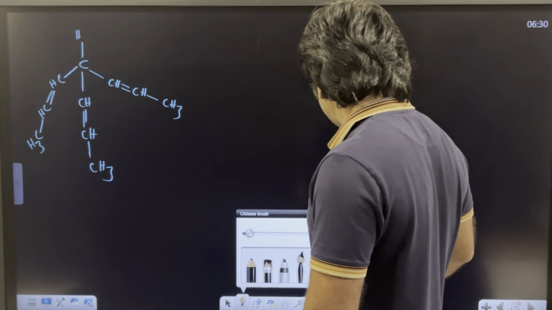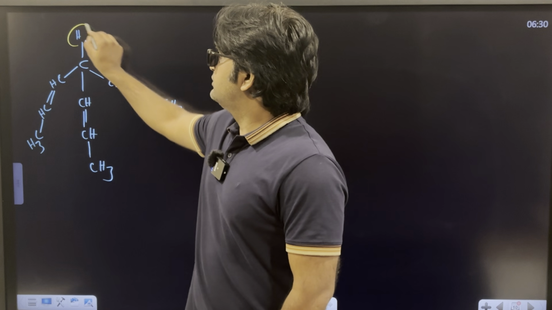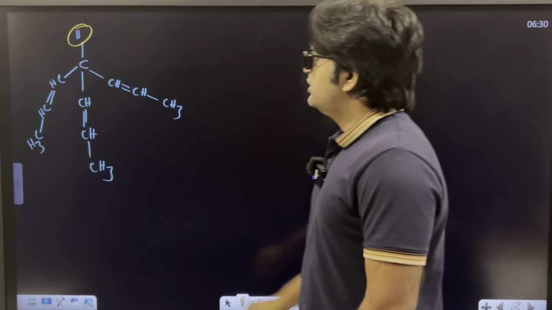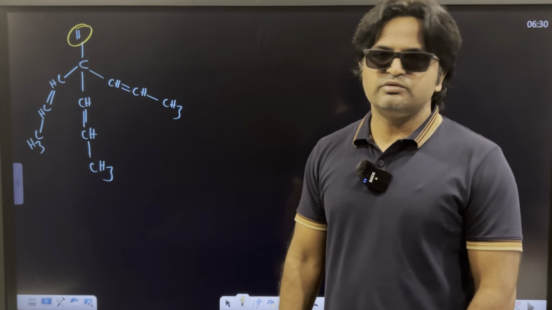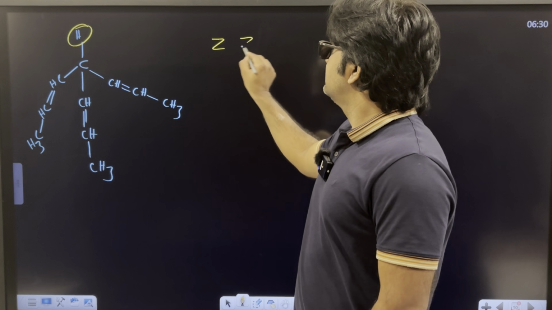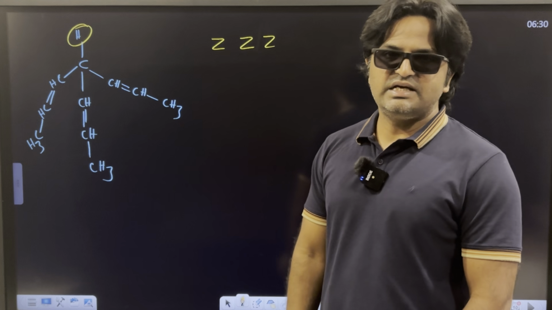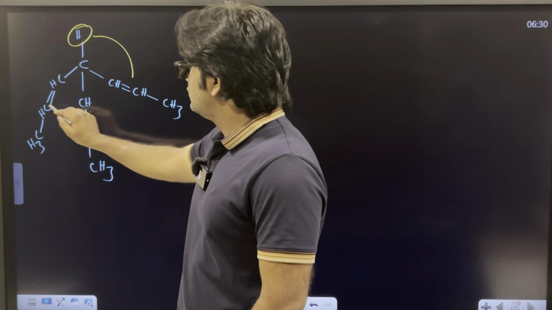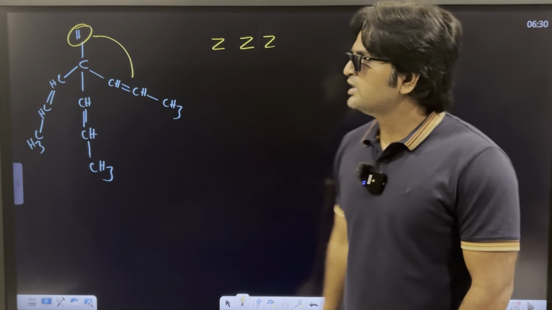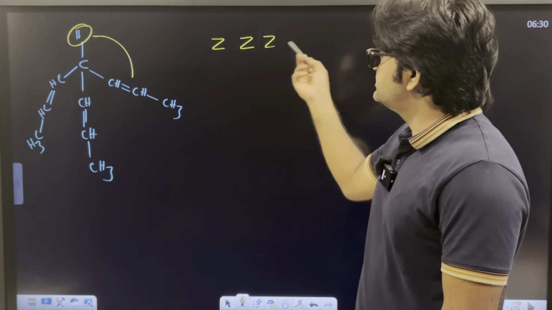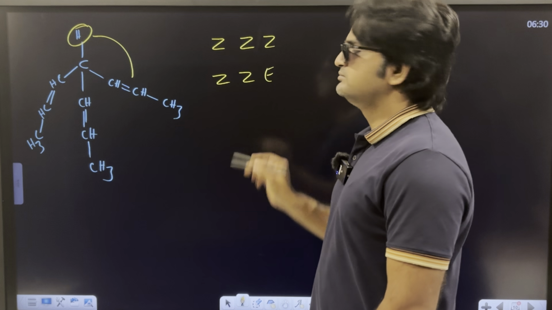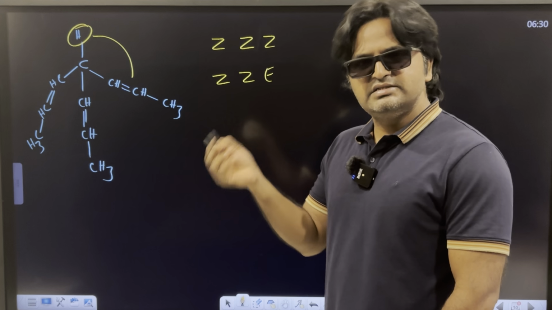How many geometrical isomers are possible? Once a tetrahedral molecule is given, with respect to this hydrogen, the remaining groups are equivalent. So here three double bonds are responsible for geometrical isomerism. We can write like this: Z, Z, Z. Hydrogen and these three groups are equivalent, right? That's why Z, Z, Z. Next, what is another possibility? Z, Z, E. Z, Z, E and Z, E, Z, both are the same.